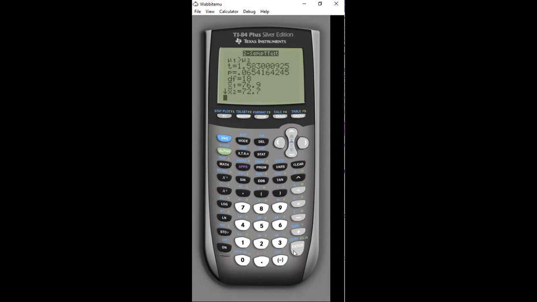Okay, so after you hit Calculate here, now you can see this is your t value, right? 1.583. And what is this number here? This is the P, 0.0654. And take a look here, because I use the pool, my degrees of freedom is 18, right?